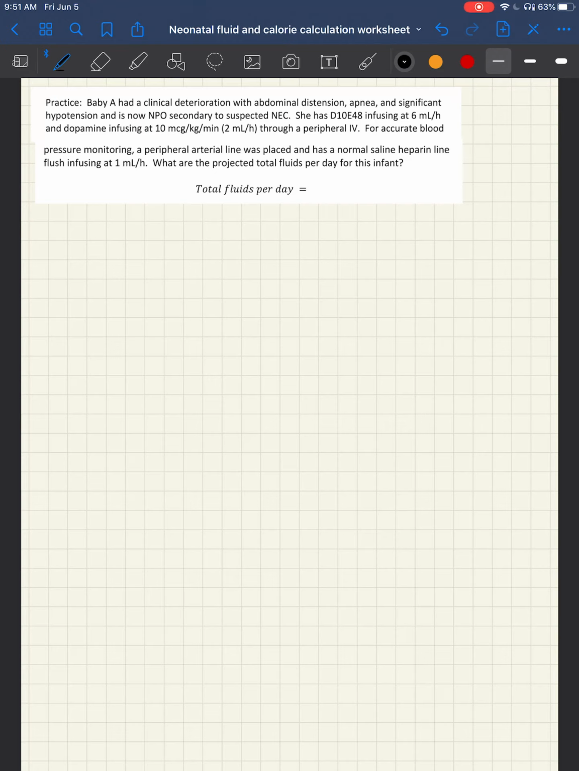So again, we will add each individual IV fluid rate, 6, 2, and 1. So we have 6 for the D10E48, 2 for the dopamine, and 1 for the line flush. 9 milliliters per hour is your total IV fluid rate. Multiply this by 24 hours in a day. The total amount of fluid the baby will receive is 216 milliliters.